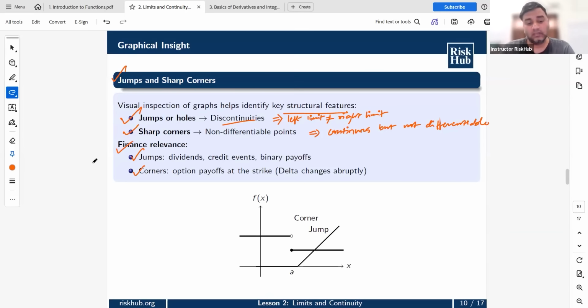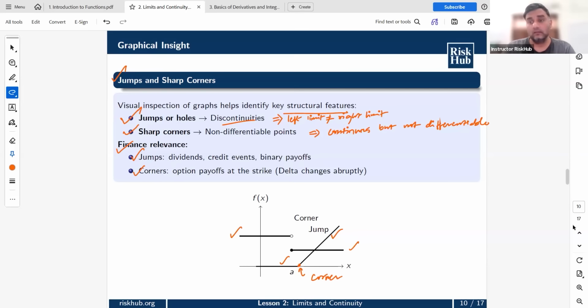What is the important trading insight we can get here is that because of this corner, which we are getting at the strike price here, option delta changes abruptly near the strike. That is why traders monitor your ATM options carefully. Jump, you have understood, right? This is a jump. There is discontinuity in the price.